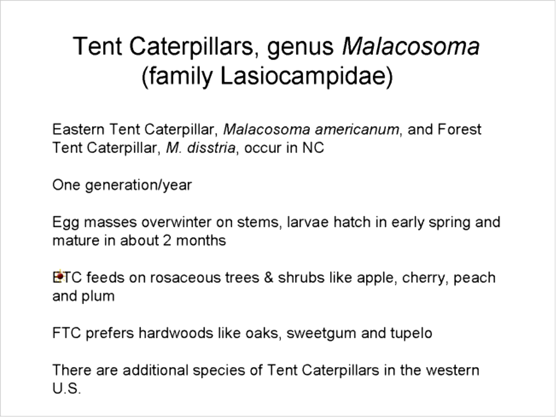So the eastern tent caterpillar prefers various kinds of rosaceous trees and shrubs, especially apple, cherry, peach, and plum. But they do have definite preferences for certain species within their groups or certain cultivars within. There are some that they really love and others they just don't seem to mess with at all. The forest tent caterpillar prefers a variety of hardwoods, oaks, sweet gum, tupelo. Farther north, they may feed on the true poplar, not the tulip poplar or yellow poplar we have here in the southeast. Out in the western states, there are additional species of tent caterpillars.